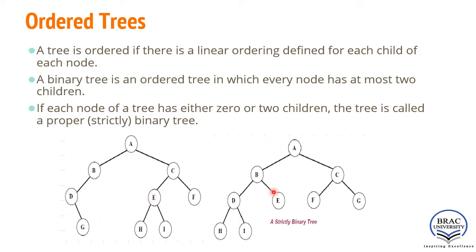In the second scenario, this is a strictly or proper binary tree because this follows the definition of a proper or strictly binary tree. That means each node has either 0 children or 2 children. So node A has 2 children, node B has 2 children, but node E has no children. Node D has 2 children, node C has 2 children.